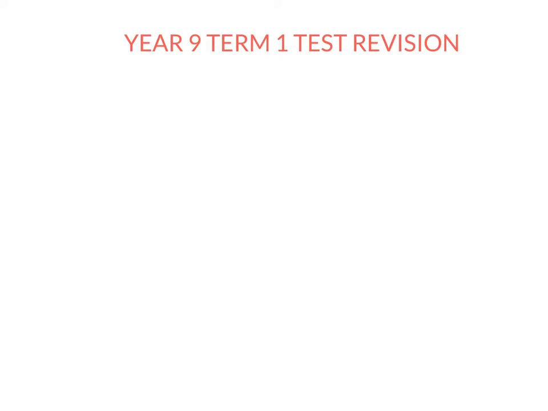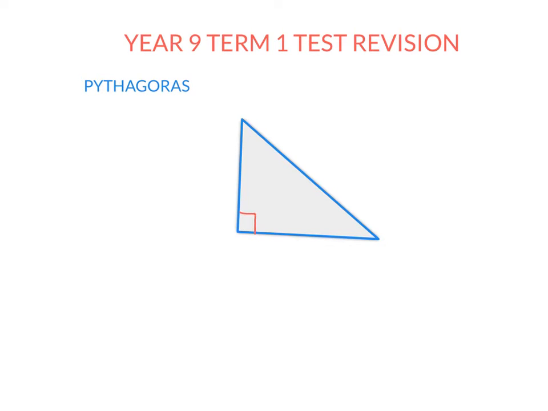Let's start with Pythagoras. Pythagoras is the name of a Greek guy who came up with this theorem centuries ago. His theorem relates to right-angled triangles, so triangles where there is a right angle. His theorem is that a squared plus b squared equals c squared.